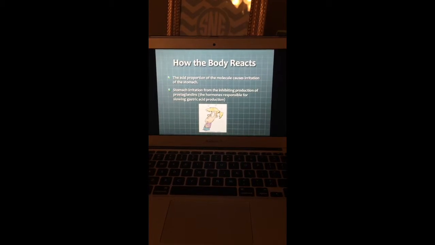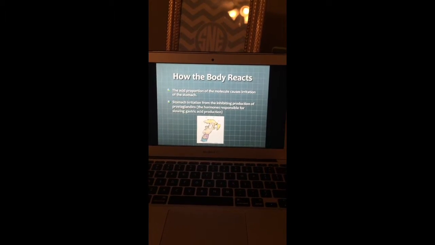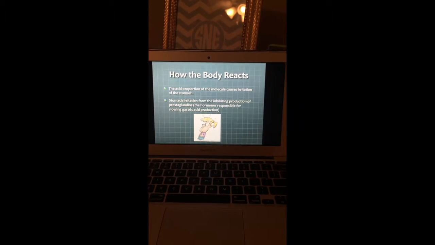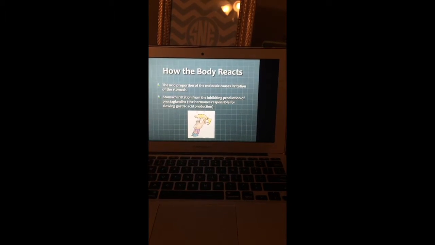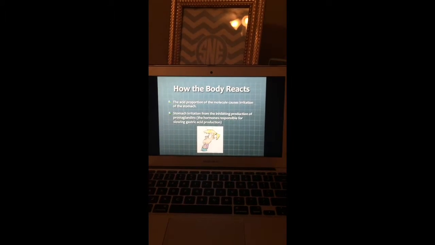How the body reacts. The acid portion of the molecule causes irritation of the stomach. Stomach irritation comes from inhibiting production of prostaglandins, the hormones responsible for slowing gastric acid production.